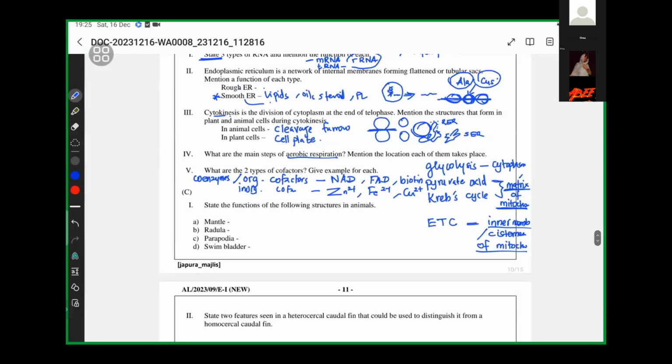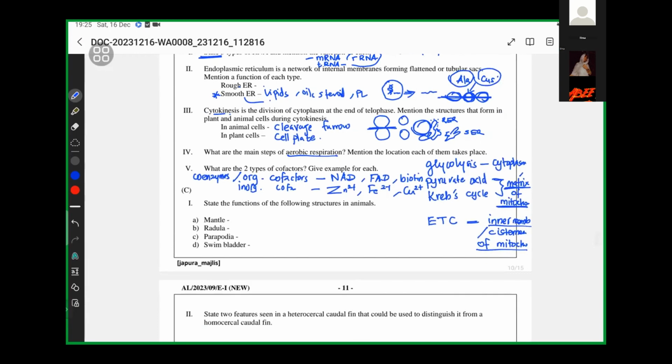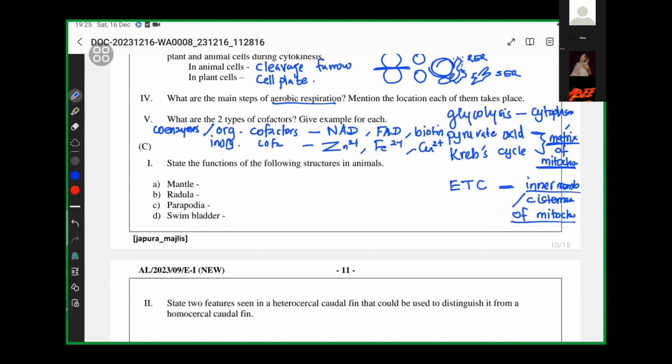Okay, I'm moving to the part C now. State the functions of the following structures in animals. So this is the part of the diversity. So the mantle and radula, where can you see mantle and radula? It can be seen in the mollusks, right?